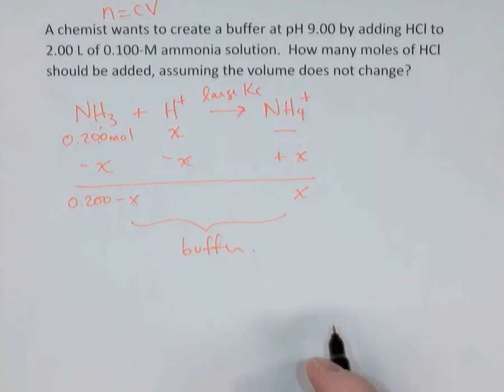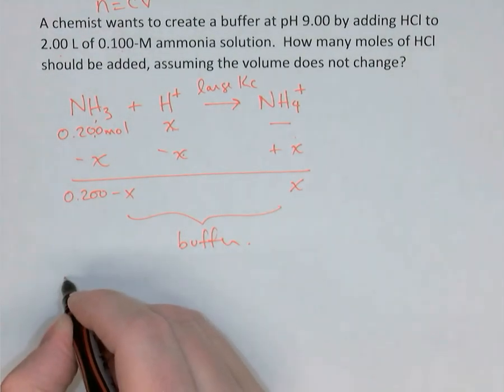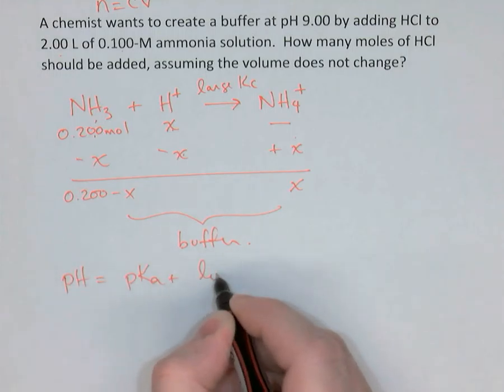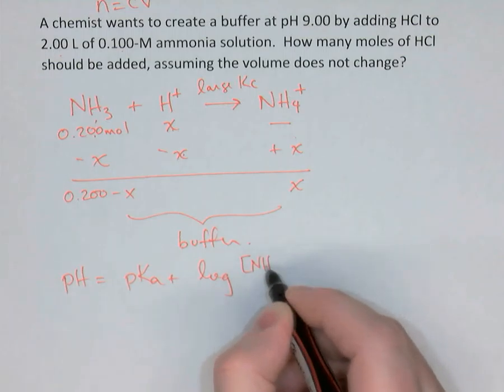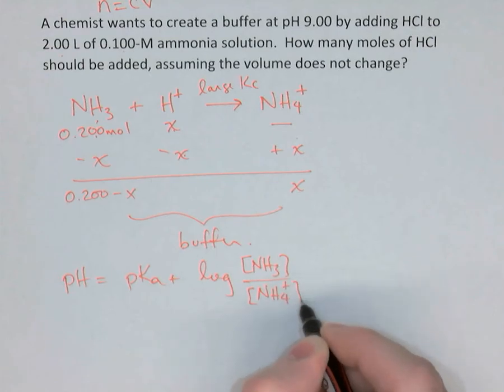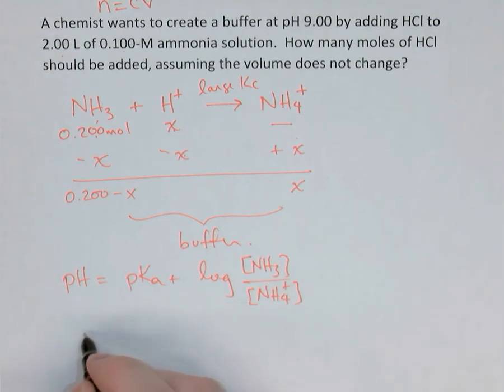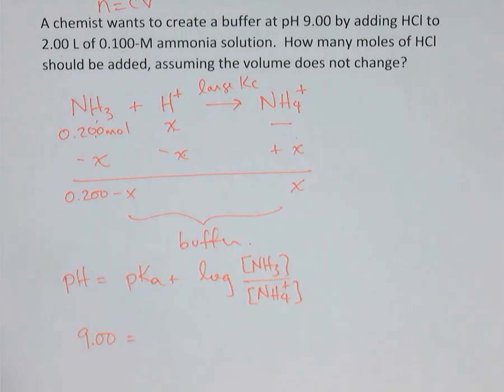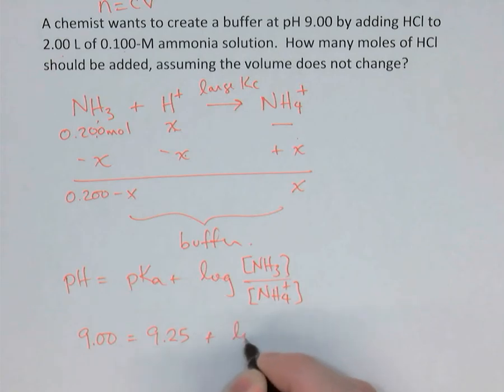So now we can jump into Henderson-Hasselbalch. We can say the pH that we want is the pKa plus the logarithm of the base, the ammonia concentration, over the acid, ammonium concentration. And so now the pH we want is 9. The pKa value for ammonium ion is negative log of 5.6 times 10 to the minus 10. So 9.25 plus the logarithm.